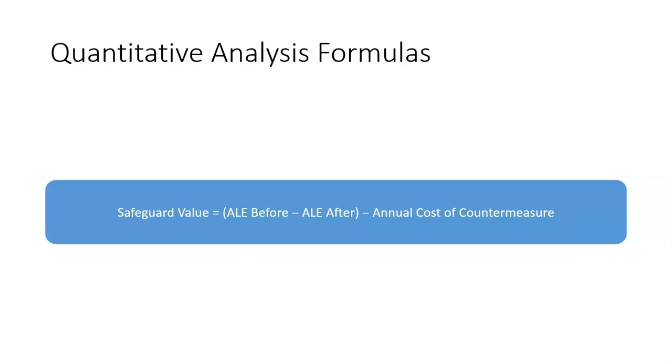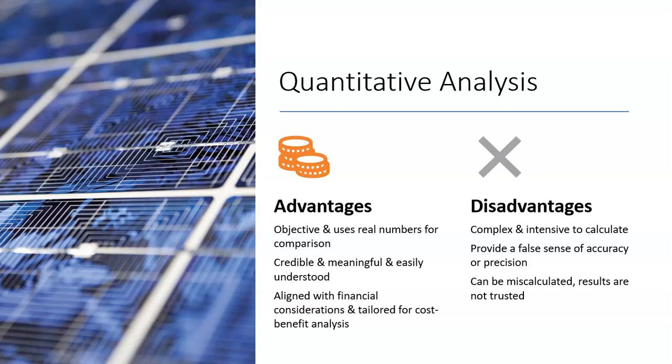Now let's understand the advantages and disadvantages of quantitative and qualitative analysis. In quantitative analysis, it is more objective and uses real numbers for comparison. It is credible and meaningful, and also very easy to understand. And the third advantage is that it is aligned with financial consideration and tailored for cost benefit analysis. The disadvantages of quantitative analysis are that it is very complex. Also, it requires intensive calculations. It also provides a false sense of accuracy or precision. Measures and formulas can be miscalculated, so the results are not trusted.